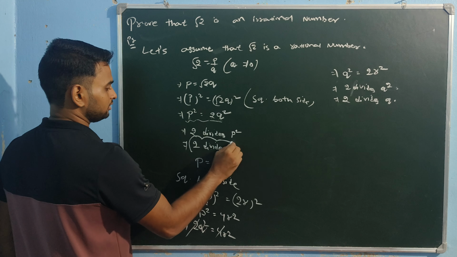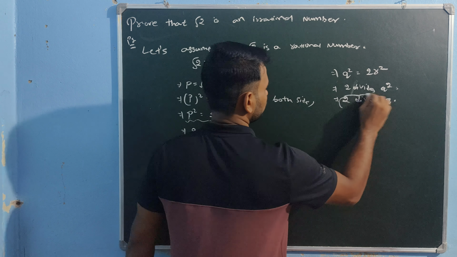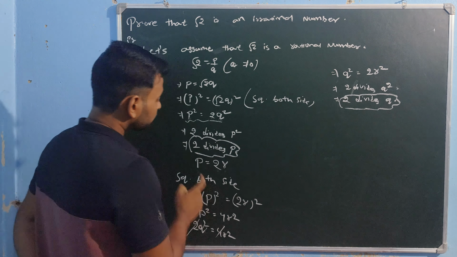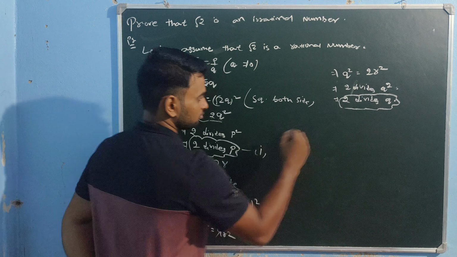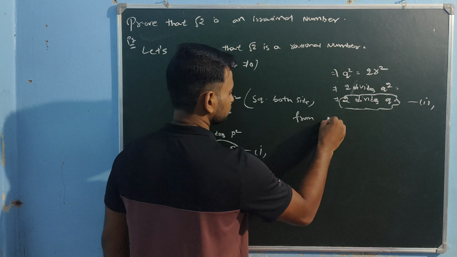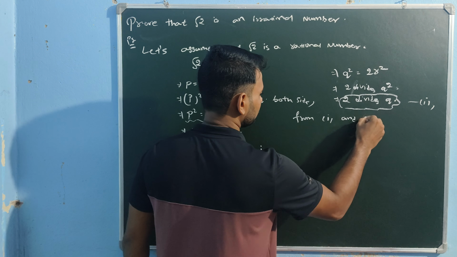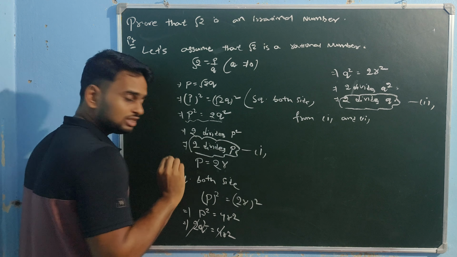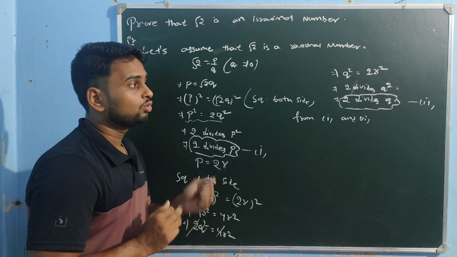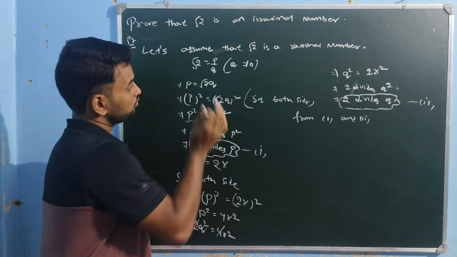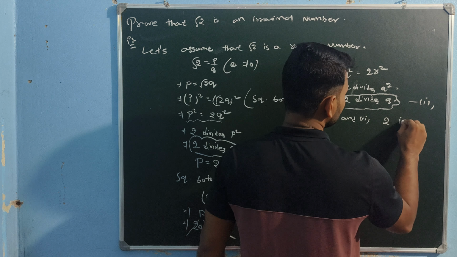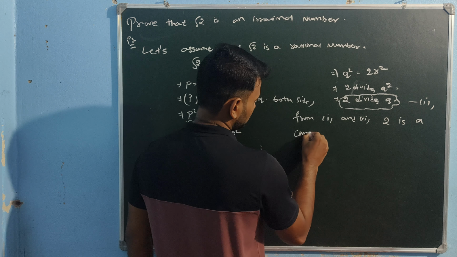So let us assume two statements: 2 divides p and 2 divides q. From equation 1 and equation 2, 2 divides p, 2 divides q. That means 2 is a common factor of p and q.